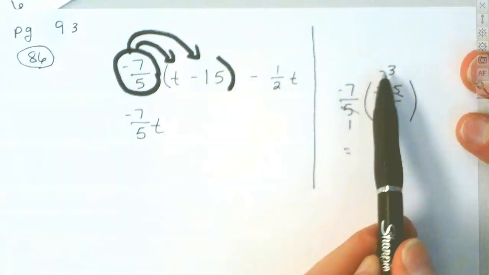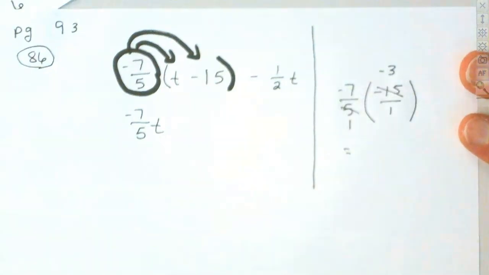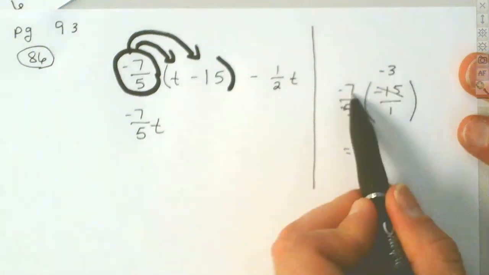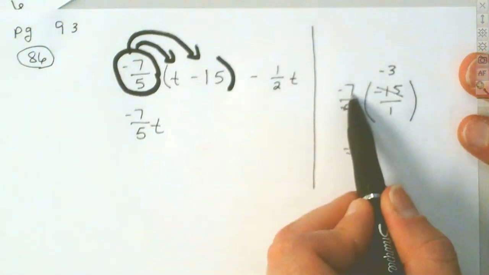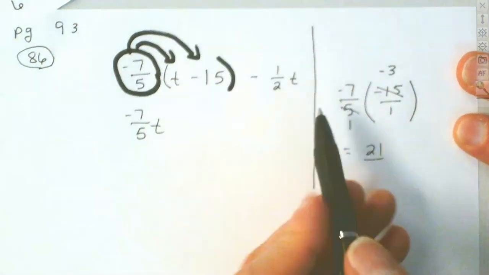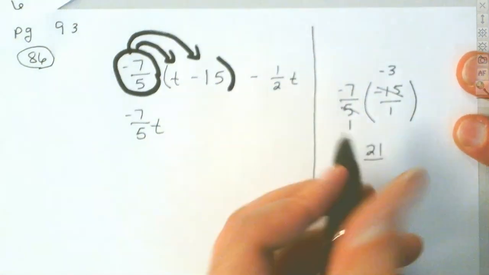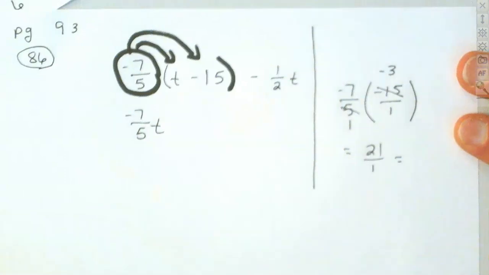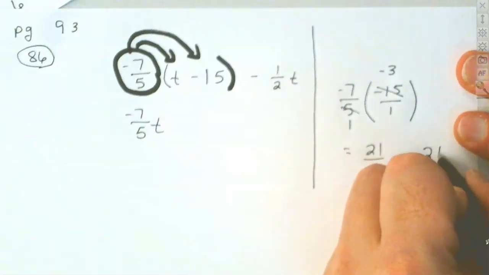Minus 7 times minus 3. Is that a positive 21 or a negative 21? Okay, positive. Why? Because a negative times a negative makes it a positive 21. 1 times 1 is 1. We don't need that over 1, so we're just going to write that as a 21.